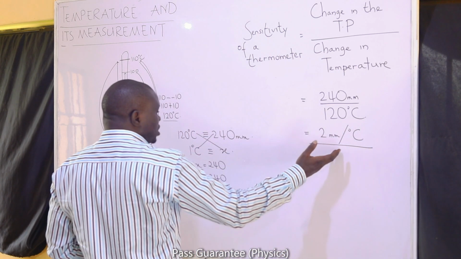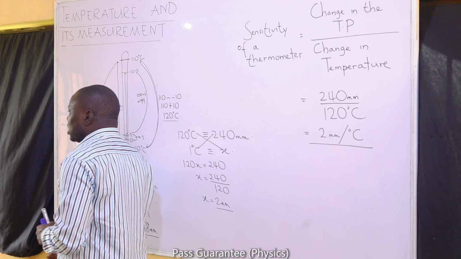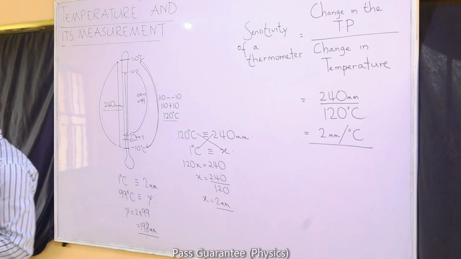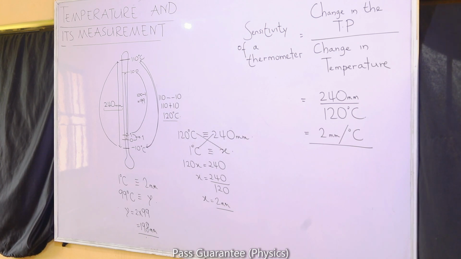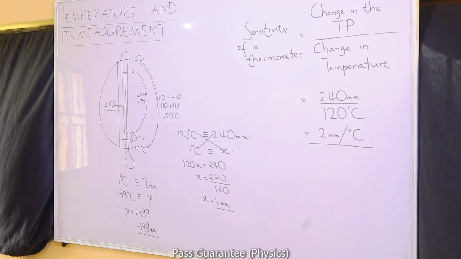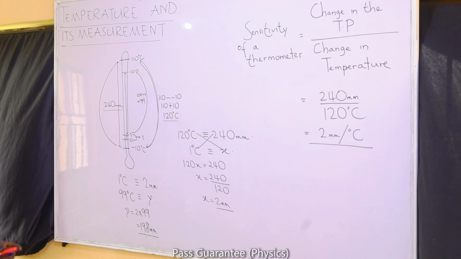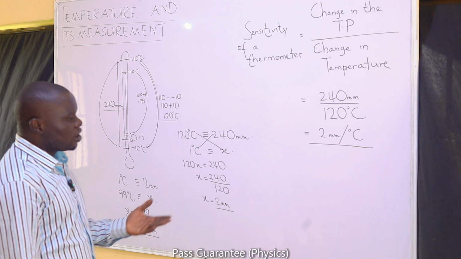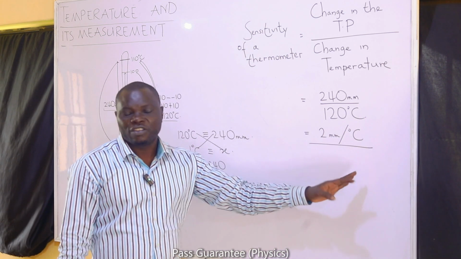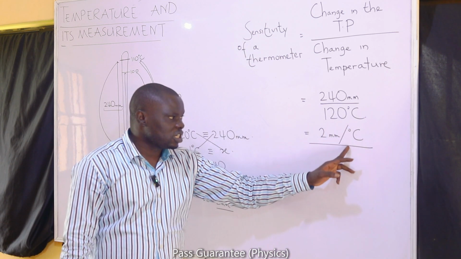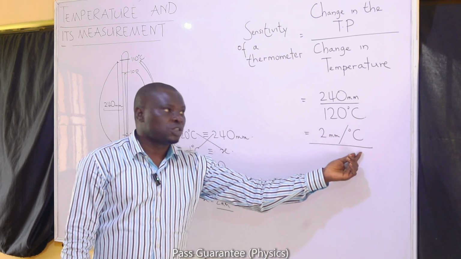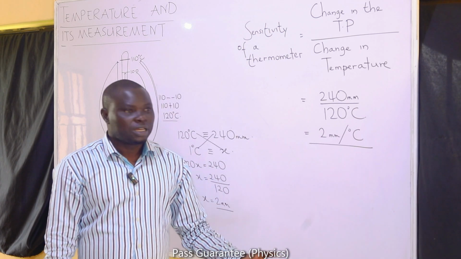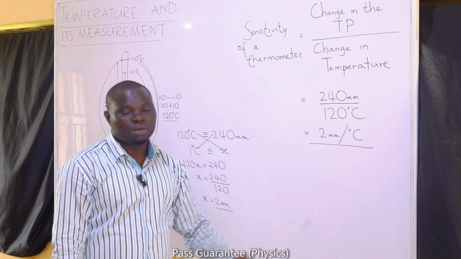What this simply translates into is that for every 1 degree change in temperature, I will record a change in length of 2 millimeters. You are now the one that will determine if this is good enough for you as sensitivity of your thermometer. It means this type of thermometer I can even record easily a 0.5 degree change. If 1 degree change in temperature is giving me 2 millimeters, 0.5 degree change in temperature will give me 1 millimeter, and 5 degree change in temperature will give me 10 millimeters.